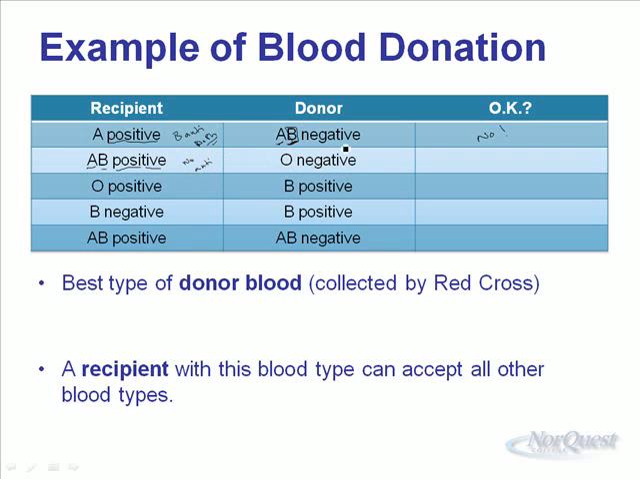So O negative has no antigens. It doesn't have the A antigen or the B antigen or the Rh antigen because it's negative. So this is going to be fine. When that foreign blood enters our recipient, it's not going to be recognized as being foreign. There's no antibodies in the blood.